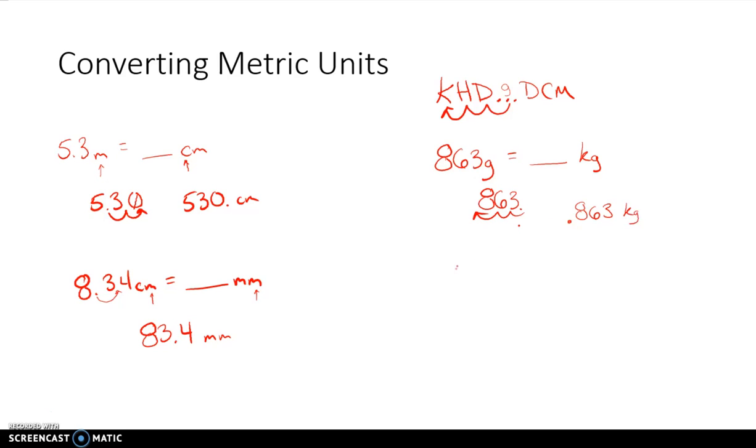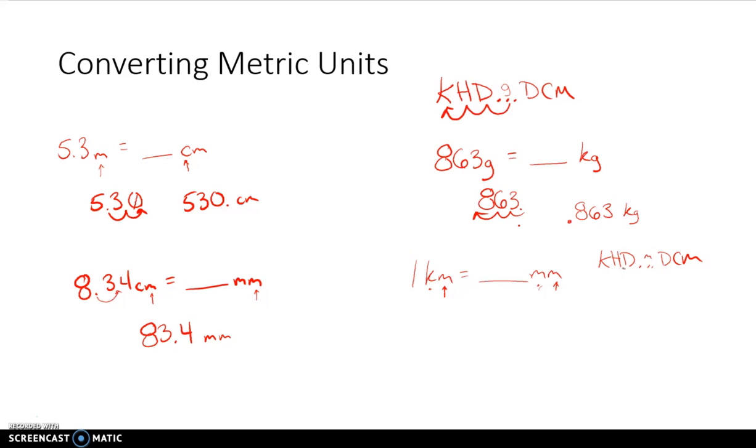One more. Let's do an extreme one. Let's look at 1 kilometer and figure out just how many millimeters are in that. So this time, my base unit is meters, right there, on both sides. I'm going from kilometers to millimeters. So let's write this out. KHD DCM, King Hector died, drinking chocolate milk. My base unit is meters.